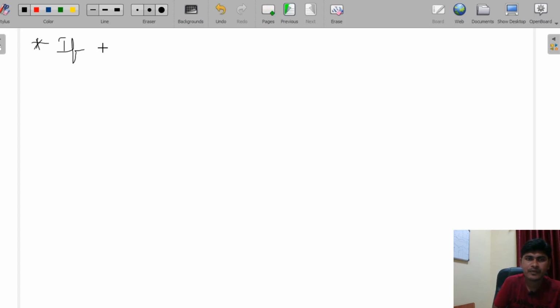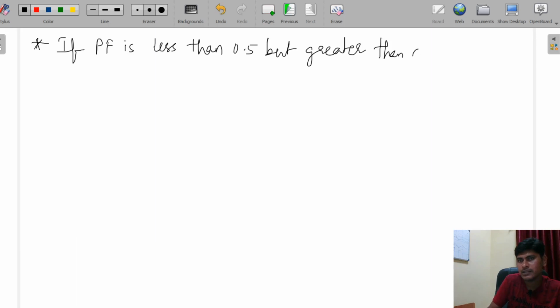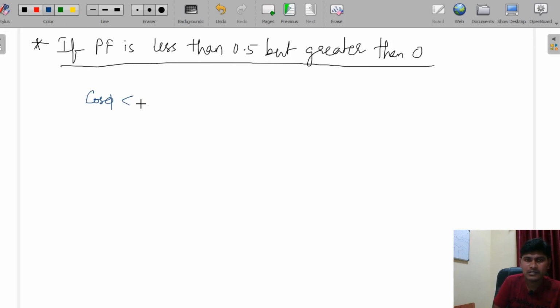If cos phi, if the power factor is less than 0.5 but greater than 0, meaning cos phi is less than 0.5 and greater than 0, or the phase angle is less than 90 degrees and greater than 60 degrees, right? Okay, now what will be W1?